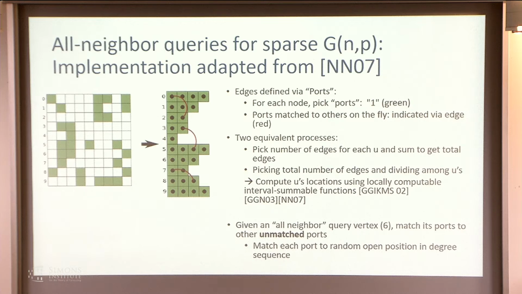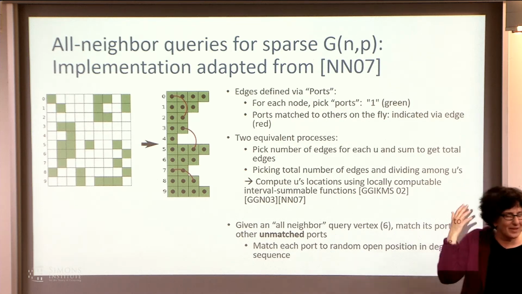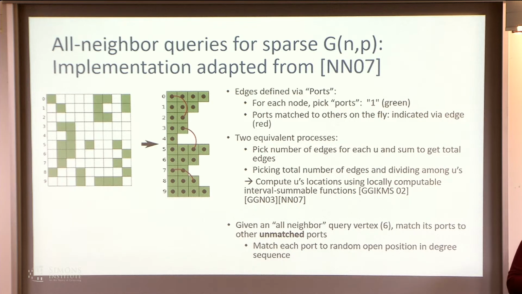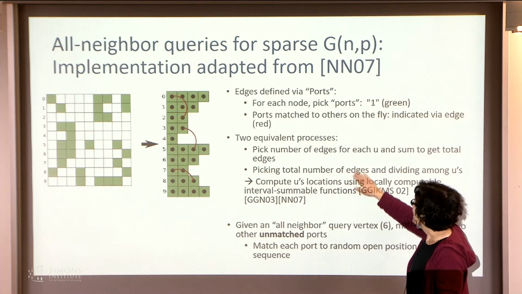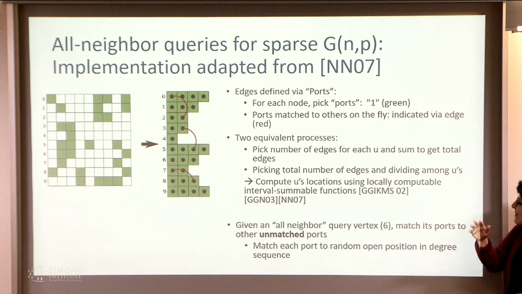Well, first, it helps to notice that the following two processes can be made equivalent. You can either pick the number of edges for each U. Think of this as G(n,p) for small p. So just think about estimating how many, and pick a random thing with the right distribution on how many edges each U has, and then sum it up to get the total number of edges. Or you could pick the total number of edges first, and then divide it up among the U's.